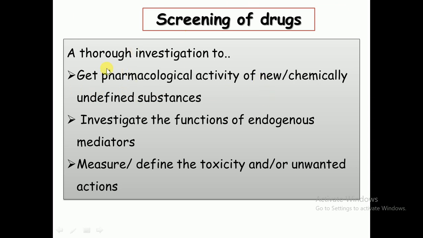By using pharmacological screening, we will get to know what pharmacological activity that particular chemical entity contains. Then, investigate the function of endogenous mediators: we will be able to find the function of endogenous mediators also by using pharmacological screening. Then, measure or define the toxicity and unwanted actions: we will be able to find the adverse effects or the toxic doses of that particular drug. Okay, so this is the complete importance and the advantages of pharmacological screening of drugs.